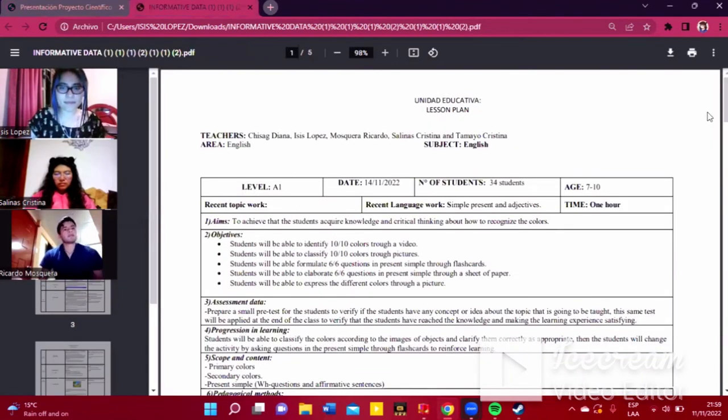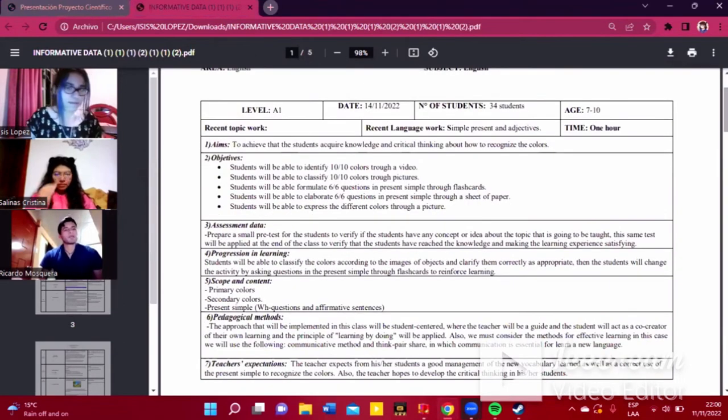Okay, and now the lesson plan that we chose is the 5E, which consists of engage, explore, explain, elaborate, and evaluate. These are based on constructivism. The level of this lesson plan is A1. It was designed for 34 students between 7 and 10 years old. The time is 1 hour.